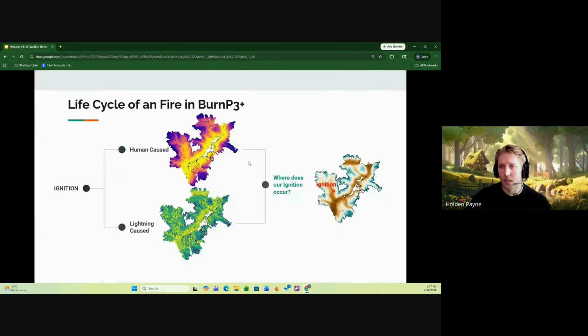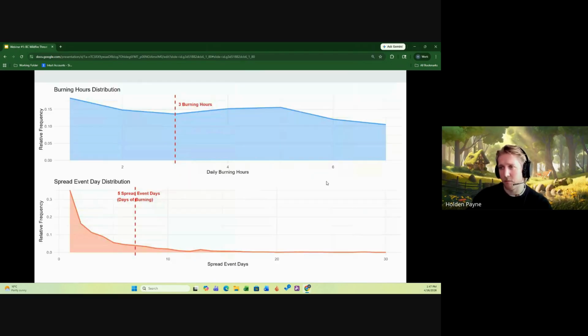So I want to dive a little bit into the life cycle of ignition in Burn P3, just really roughly, just so people have an understanding of what's actually happening under the hood in the model. So per iteration or per season, it samples a bunch of ignitions. When it finds an ignition, it says, okay, we're going to burn 10 fires this year. Is it human caused or lightning caused? If it's human caused, okay, where is it more probable, or where are we going to sample this ignition? And then an ignition point is given. And then from there, it samples from our burning hours distribution. So it says, how many hours are we going to grow this fire each day? Let's say 3 in this scenario.